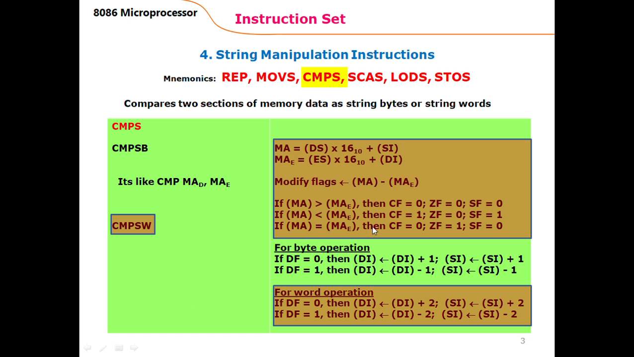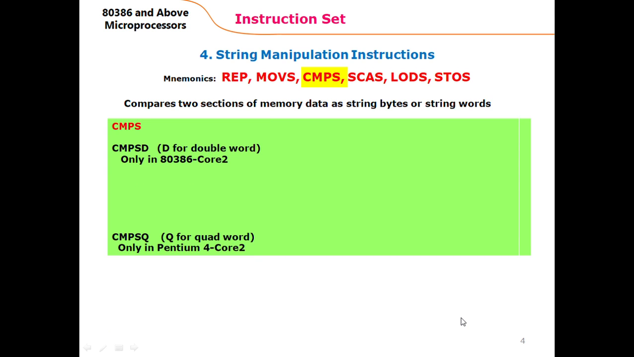So the flags are affected in the same manner as we just discussed with compare string byte, and similarly for word operation, in case of auto increment mode, DI and SI are incremented by 2. The reason 2 is used is because the compare string instruction is operating on 2 bytes, so that's why 2 is added to the index register. And similarly, if auto decrement mode is used, then 2 is subtracted from both index registers.